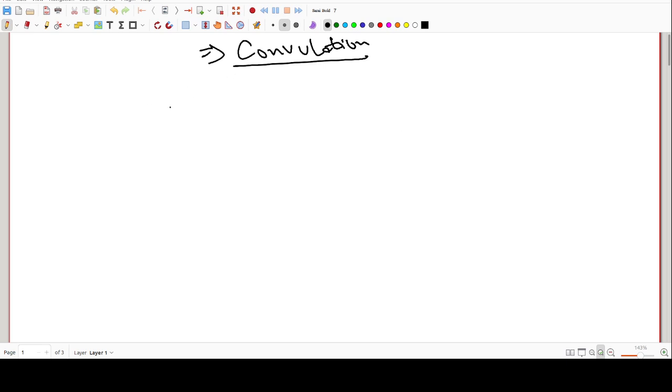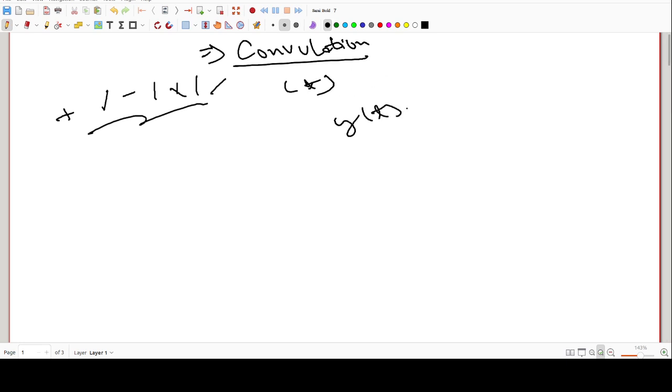Convolution is just an operator, just like addition, subtraction, multiplication, and division. It is just a mathematical operator. So what does it actually mean?